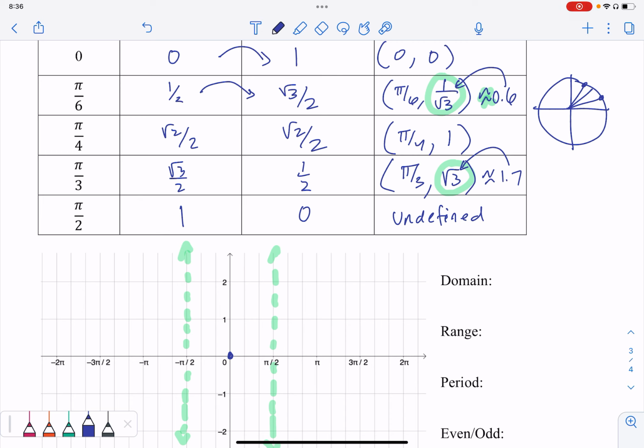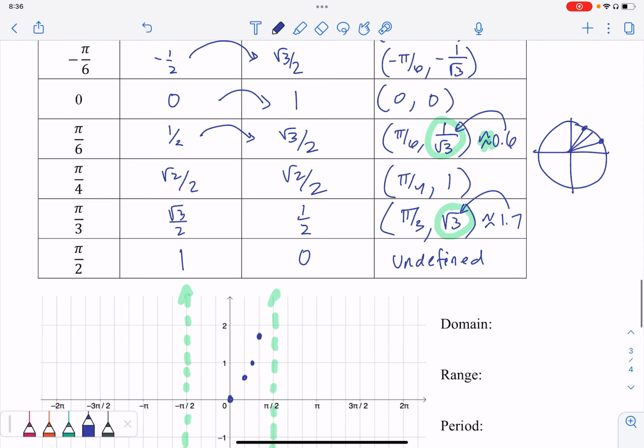When I plug in pi over 6, I get about 0.6. Now notice that each tick mark here is pi over 6 on my graph, so that makes it easy. So plug in pi over 6, output is about 0.6, so a little over a half. Plug in pi over 4. All right, pi over 4 is halfway in between the first and second tick marks, and the output is 1. And then when I plug in pi over 3, the output's about 1.7. So pi over 3 is 2 pi over 6, so it's that second tick mark, and then the output is 1.7. Okay. And then at pi over 2, I'm undefined.